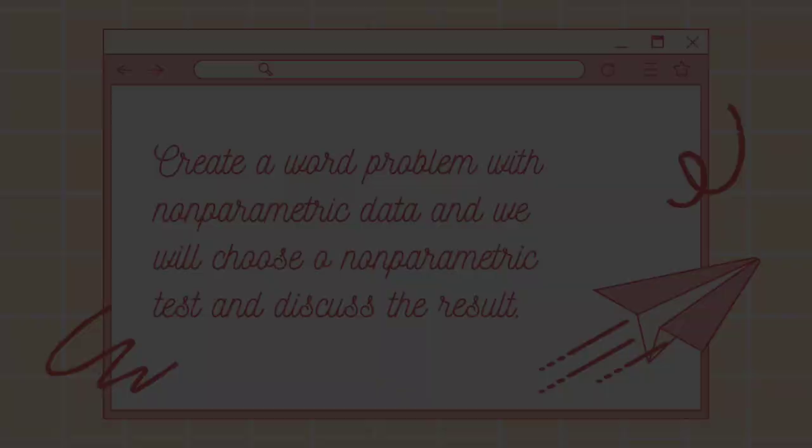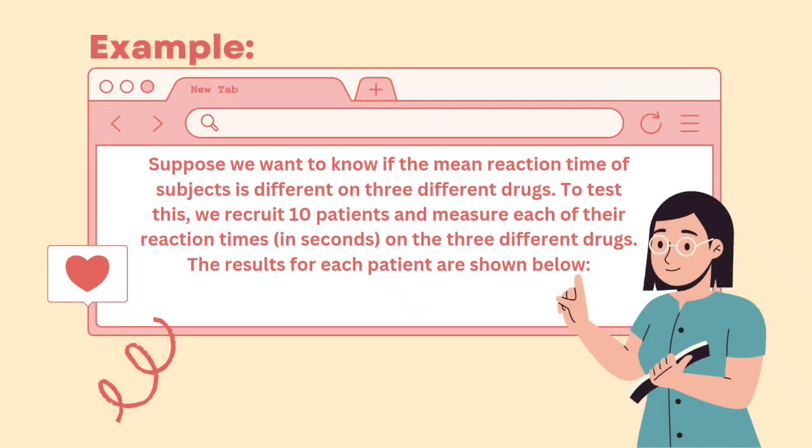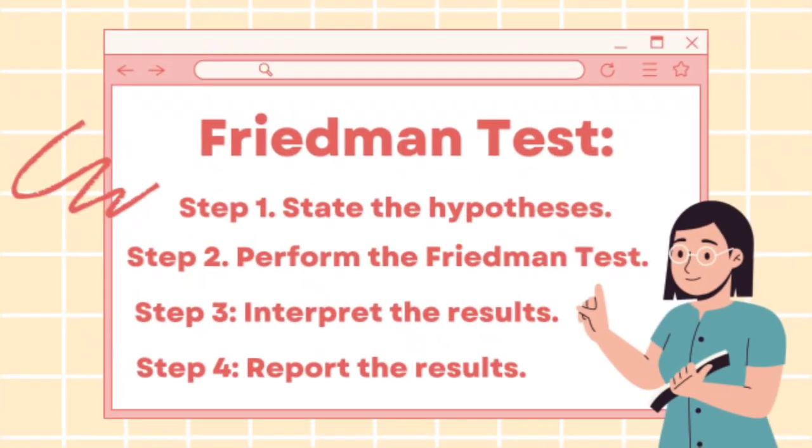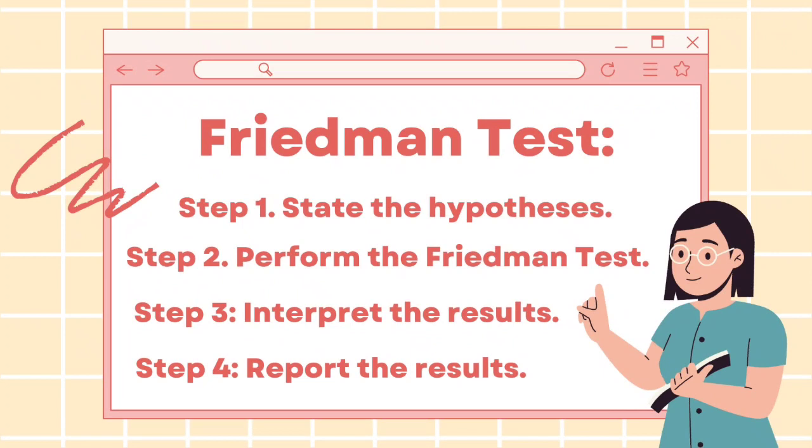Here is an example. Suppose we want to know if the mean reaction time of subjects is different on 3 different drugs. To test this, we recruit 10 patients, measure each of their reaction times in seconds on the 3 different drugs. The results for each patient are shown below in the table. Since each patient is measured on each of the 3 drugs, we will use the Friedman test to determine if the mean reaction time differs between 3 drugs.